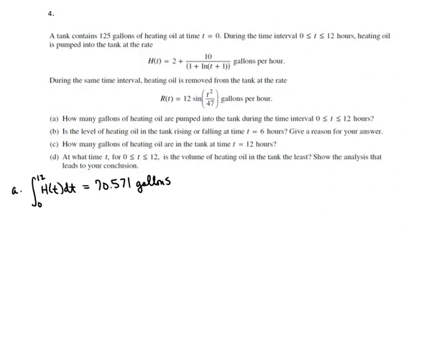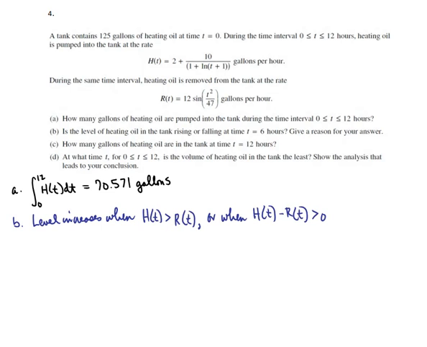Let's go on to B. Now B says, is the level of heating oil in the tank rising or falling at the time t equals 6 hours? Give a reason for your answer. Well, the level will be increasing if the rate at which oil is being added to the tank is more than the rate at which oil is leaving the tank. We can say that the level increases when h of t is greater than r of t. We can also say that when h of t minus r of t is positive, then the level will be increasing.